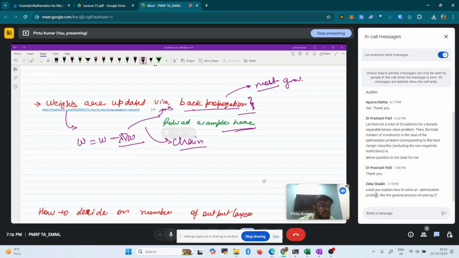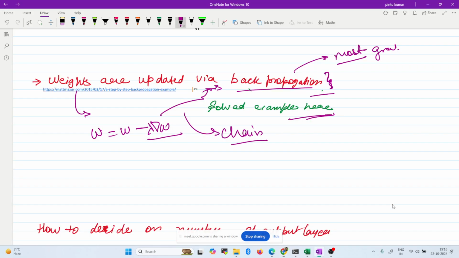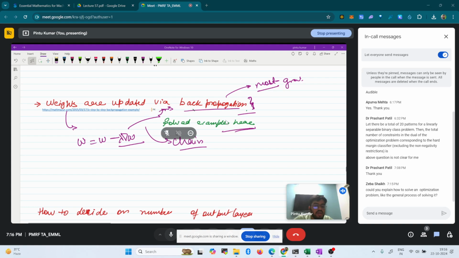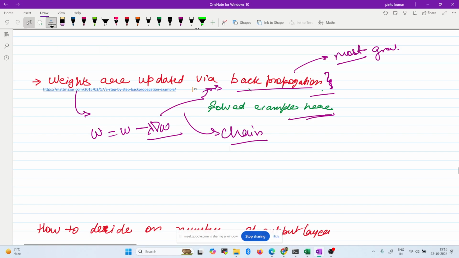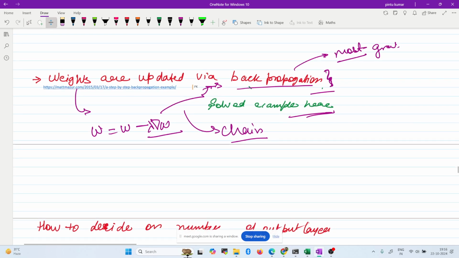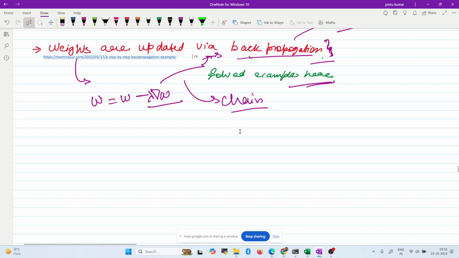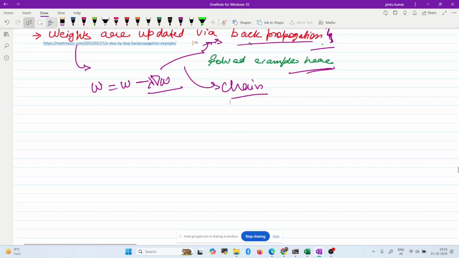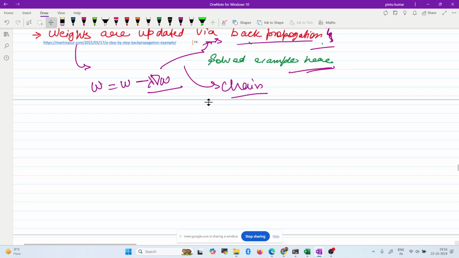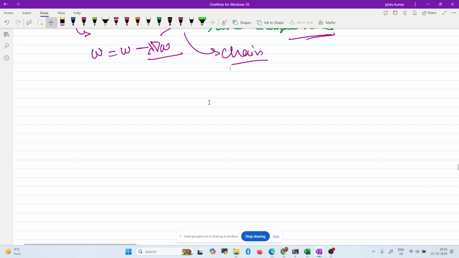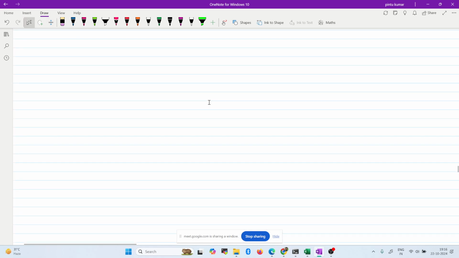Now somebody asked, could you explain how to solve an optimization problem, like the general process of solving it? So the answer is there is no general process of solving an optimization problem. Okay. There is still a lot of research going on, and people are not even trying right now to find a method that can solve any arbitrary optimization problem.